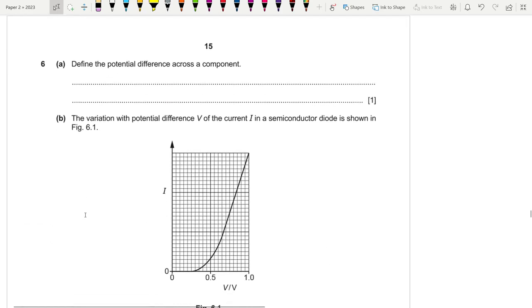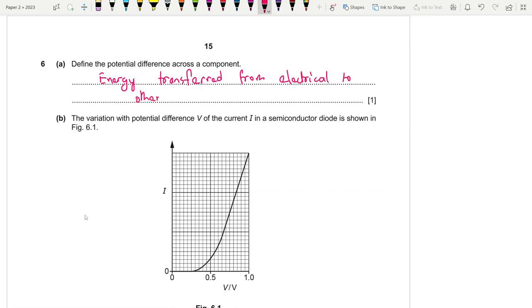Describe the potential difference across a component. So remember, potential difference is work done per unit charge or energy transferred per unit charge. They've accepted multiple answers in the mark scheme, as I can see. So we're just going to go with the initial one. It is the energy transferred from electrical to other forms, by charge or per unit charge. Okay, anything works. It's up to you guys.